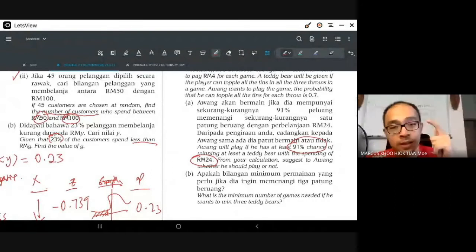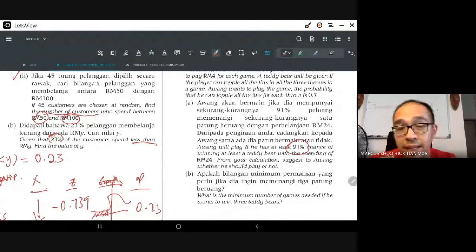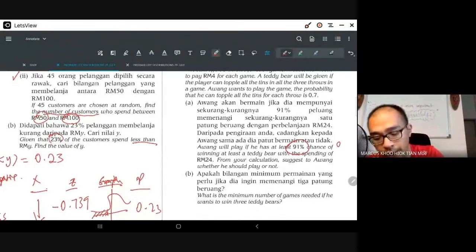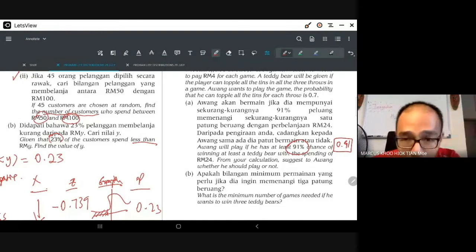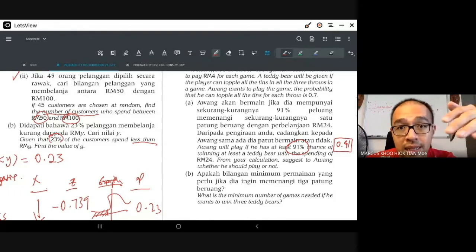So the point is this, we want to find out whether the probability is more or less than 91%, which is 0.91. Let's have this in mind first. When we calculate, we want to know whether the probability is more or less than 0.91. If it is more than 0.91, then Awang should play. But if his chance is less than 0.91, then he shouldn't play.